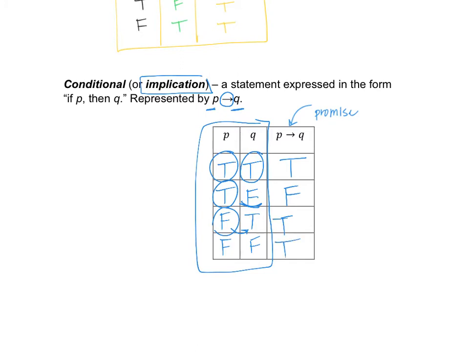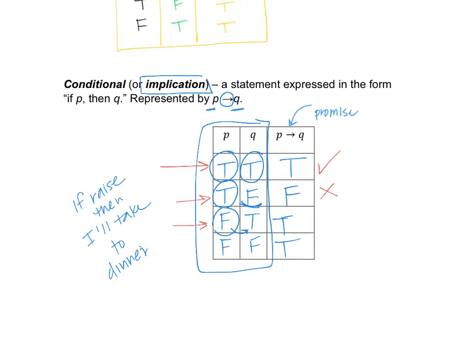For example, let's say that I promise you that if I get a raise, I'll take you out to dinner. So if there's a raise, then I'll take you out to dinner. If I do get a raise, which is what the first statement says, if I have a T and I do take you to dinner, then I kept my promise. Now, if I got a raise, which is what this next statement says, but I didn't take you out to dinner, that means I didn't keep my promise.